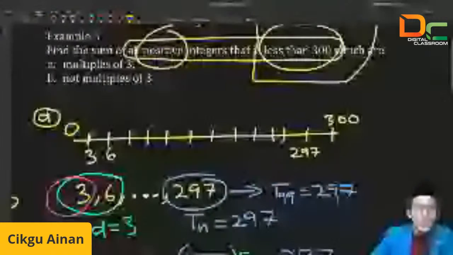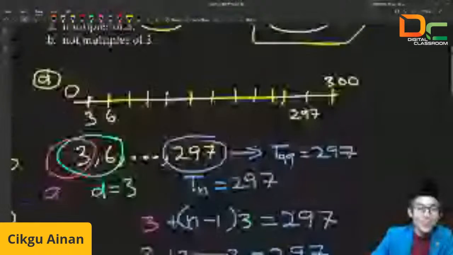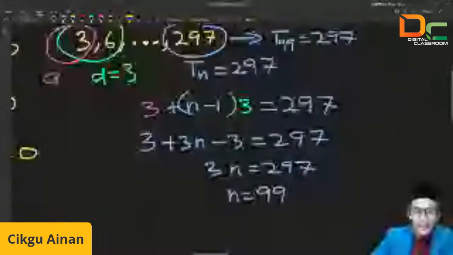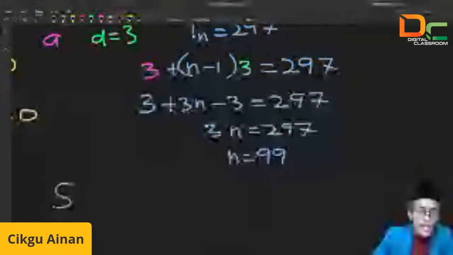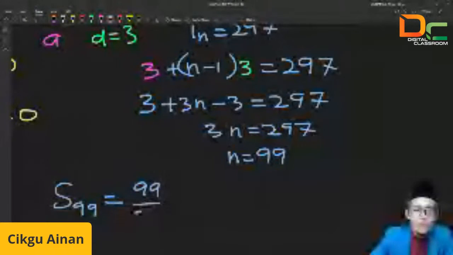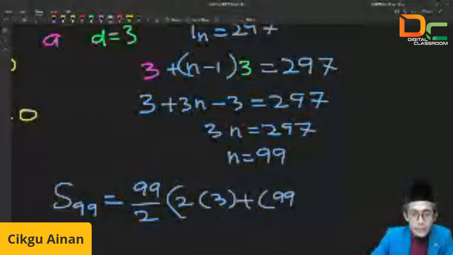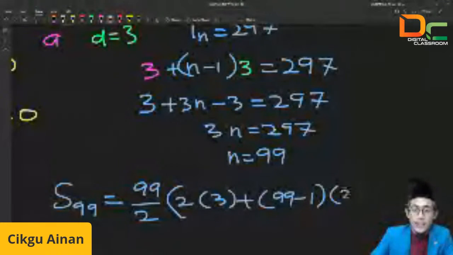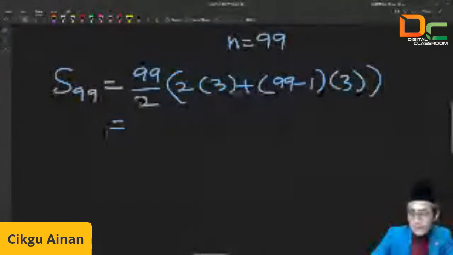Find the sum of positive. Tapi this is not the question. The question asking for the sum of all positive integers, multiple of 3. So we are going to find the sum until 99. S99 equals apa dia? 99 over 2, double the A is 3, plus N minus 1, 99 minus 1, multiply by the common difference. Common difference apa tadi? 3 tadi. And then close lah. Okay, close. This one you use lah calculator.